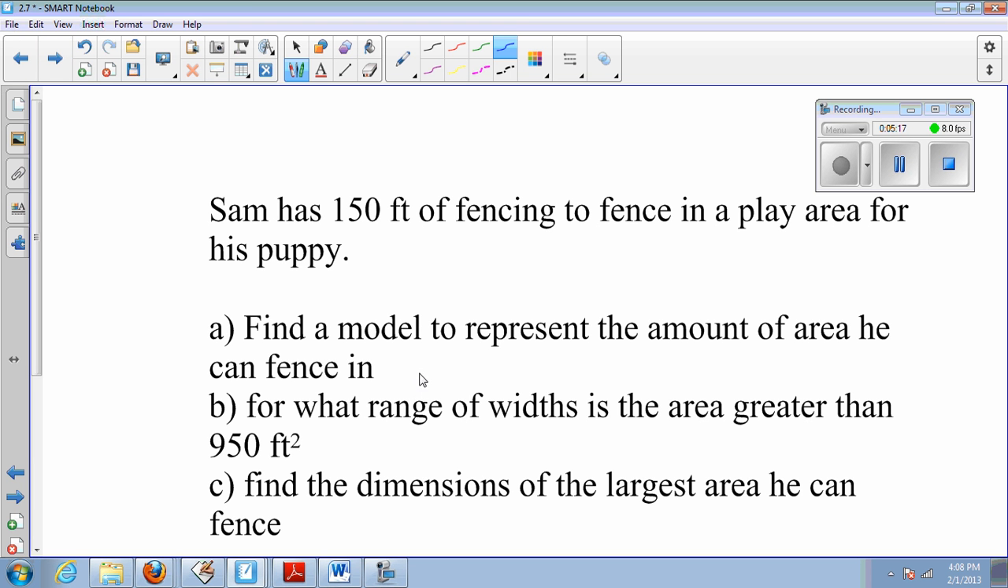Okay, so Sam has 50 feet of fencing to fence in a play area for his puppy. For A, find a model to represent the amount of area he can fence in. For B, for what range of widths is the area greater than 825 square feet? And for C, find the dimensions of the largest area he can fence.